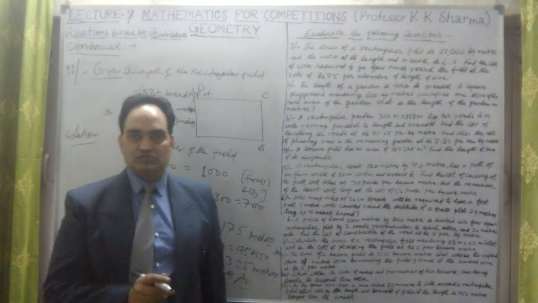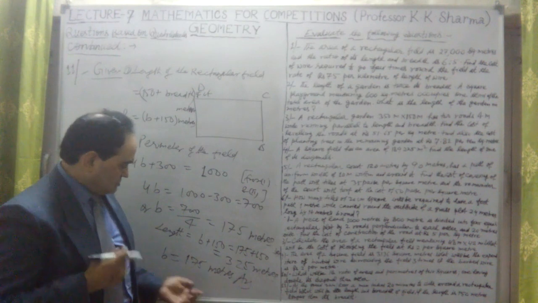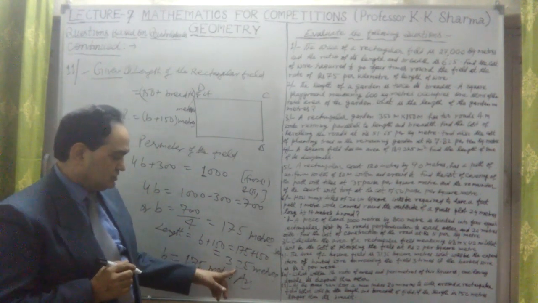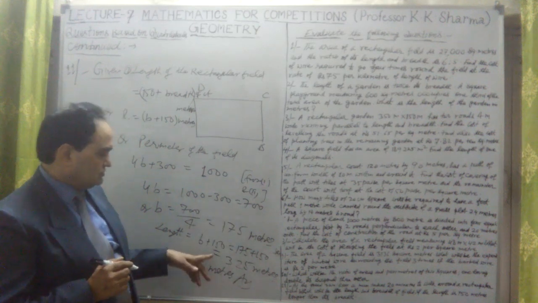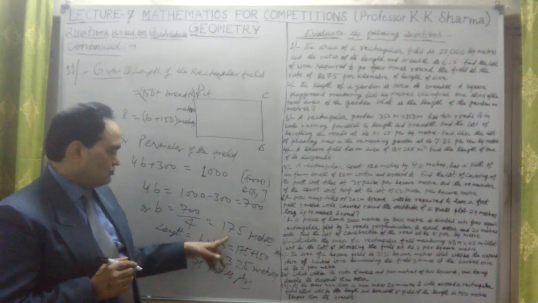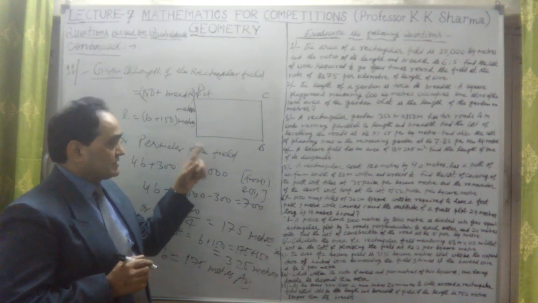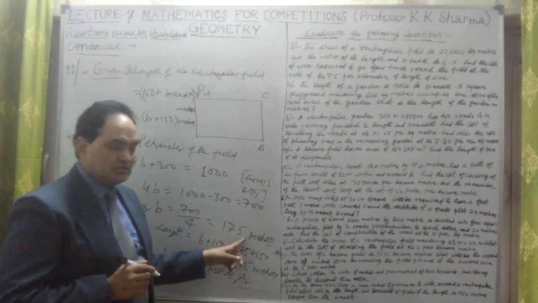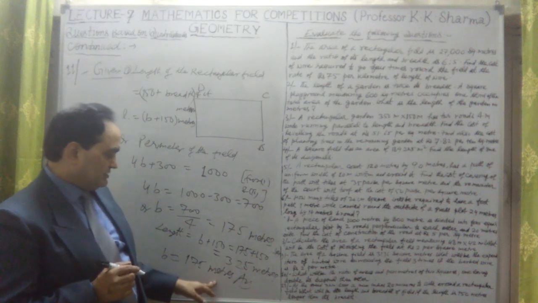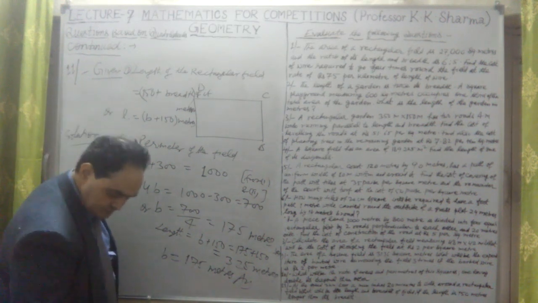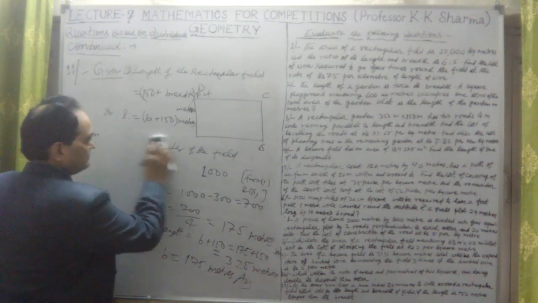Yes, guys, so let me just summarize this. Now, in question number 11, we have completed: the length is 325 meters, because it was breadth plus 150. Breadth calculated is 175, meaning the breadth of the rectangular field is 175 meters. Finally, length and breadth we have calculated.